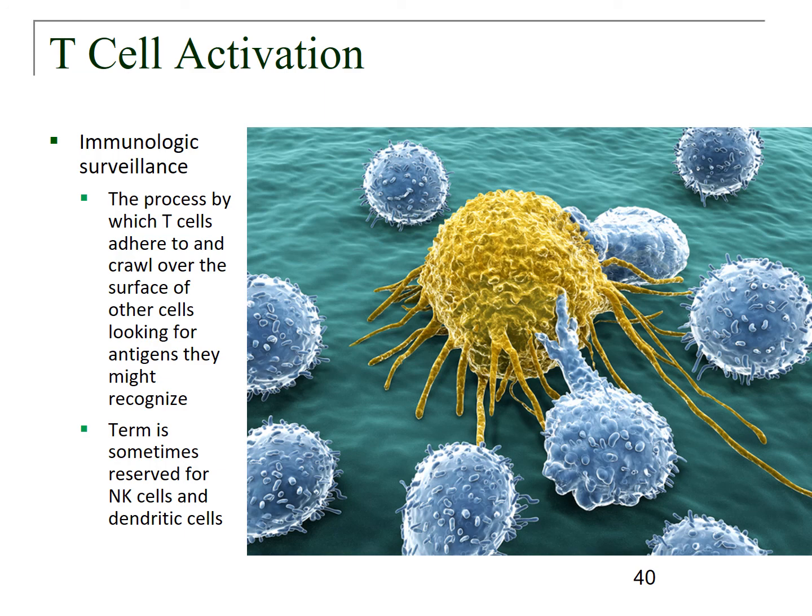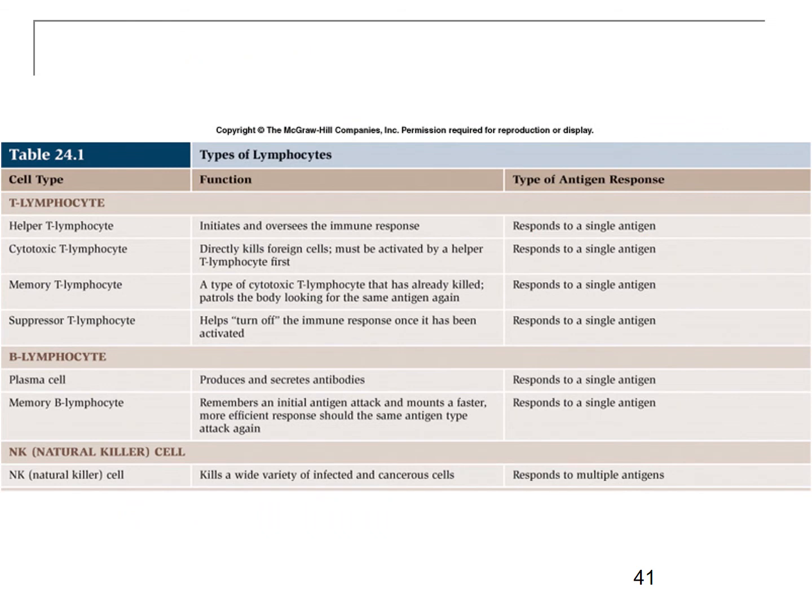Sometimes this term immunologic surveillance gets reserved for natural killer cells and dendritic cells, but I think it's fairly applied to T cells because all three of these different types of cells will crawl over other cells looking for, in the case of T cells, either a specific antigen that it's targeting, or in the case of natural killers, anything but normal.